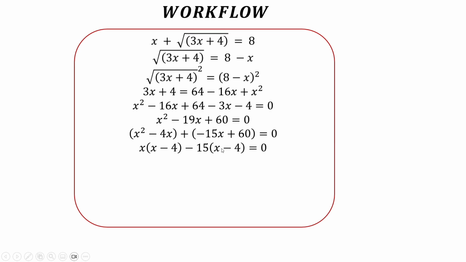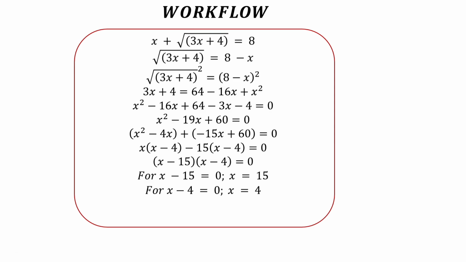Then from here we can also factor out the whole of x minus 4, so we treat this as one term, and this also has another term, so you can factorize x minus 4 from each one of them, and that gives us x minus 4 out, x minus 15 in another bracket. Basically that's how the factorization method works. From here you pick each expression in each bracket, then you equate it to 0. For the first one, you get x to be 15. For the second bracket, you get x as 4.